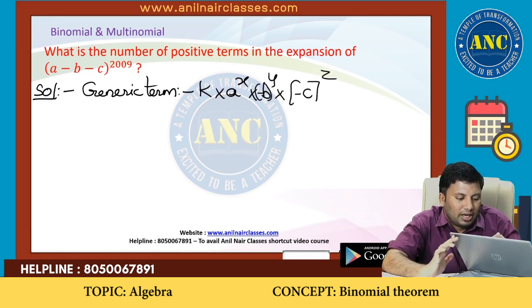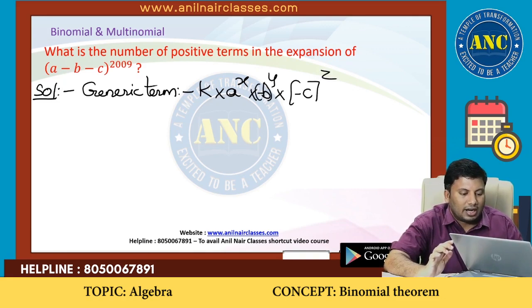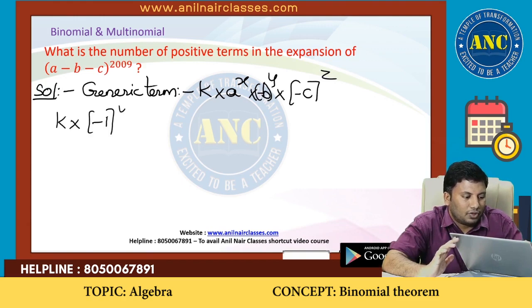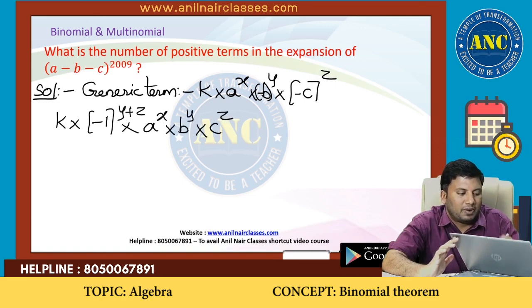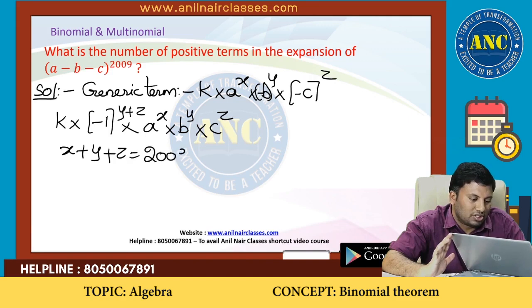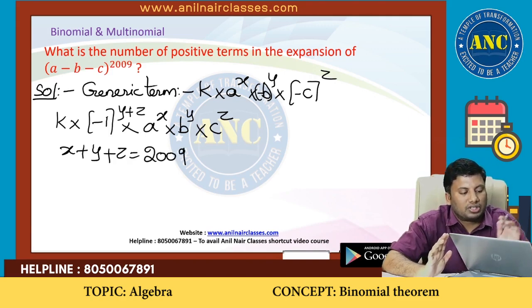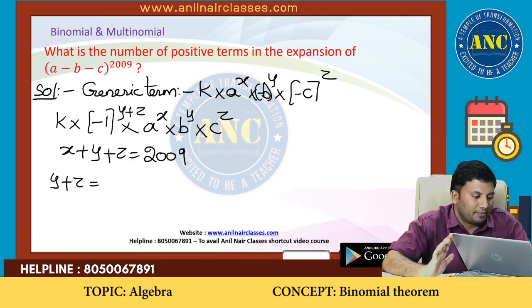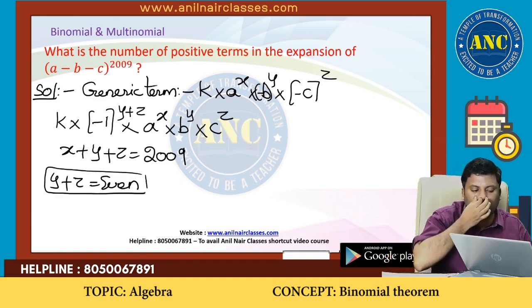It is also minus. Right? So, it is nothing but k into minus 1 power y into minus 1 power z, which is minus 1 power y plus z into a power x into b power y into c power z. Now see, sum of the powers x plus y plus z equals 2009. First step is clear. Positive terms, that means y plus z should be even. Am I right?